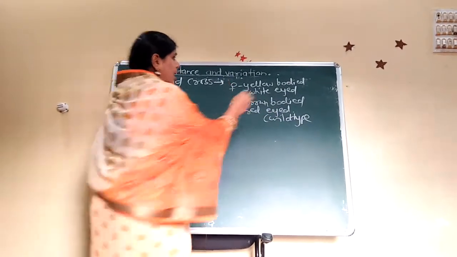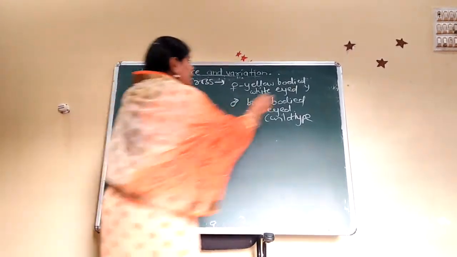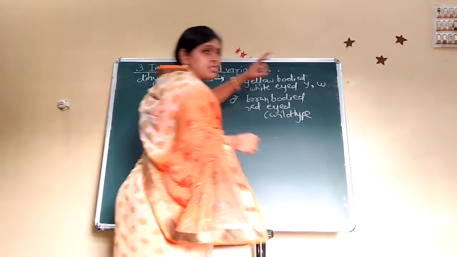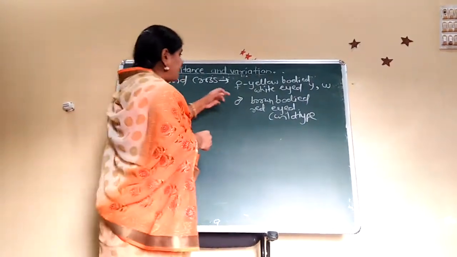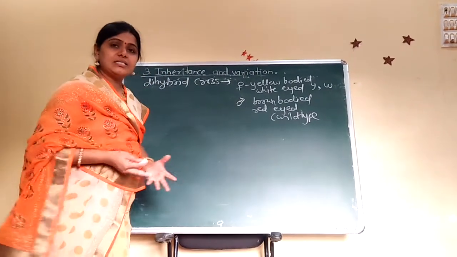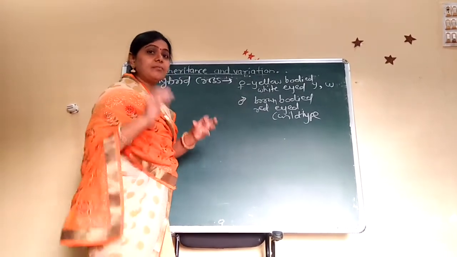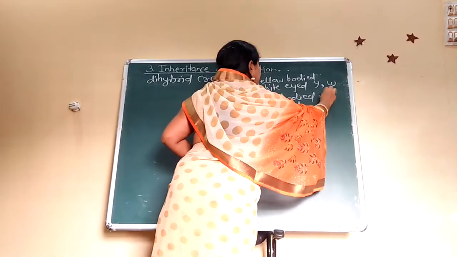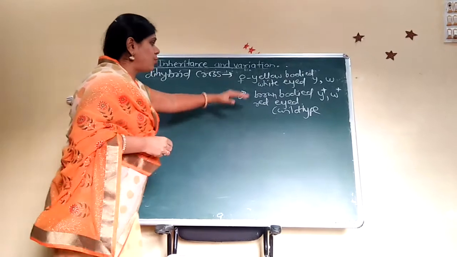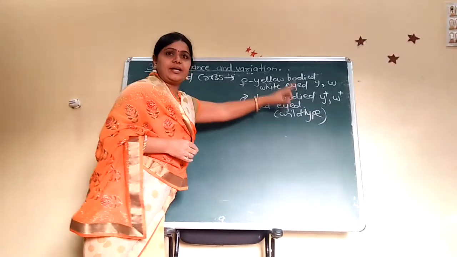Yellow is y, because of the recessive trait, small y, and white is small w. These are two recessive genes. Brown bodied and red eyed show dominance in the male, written not with a capital but with a plus: y plus and w plus. That is the wild type of the male.